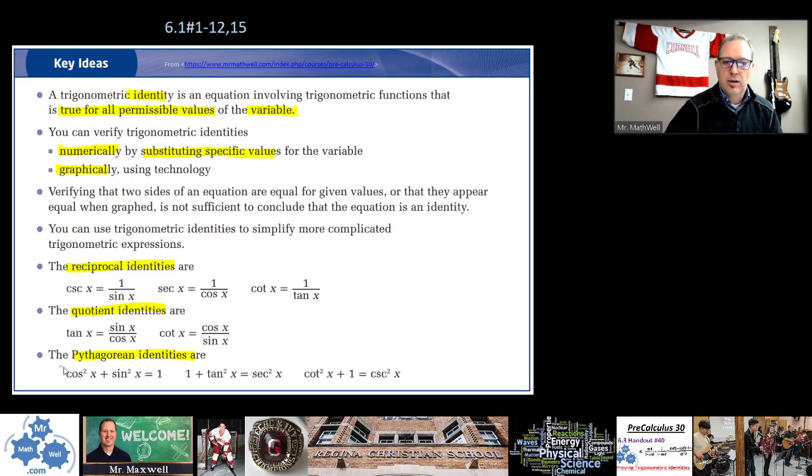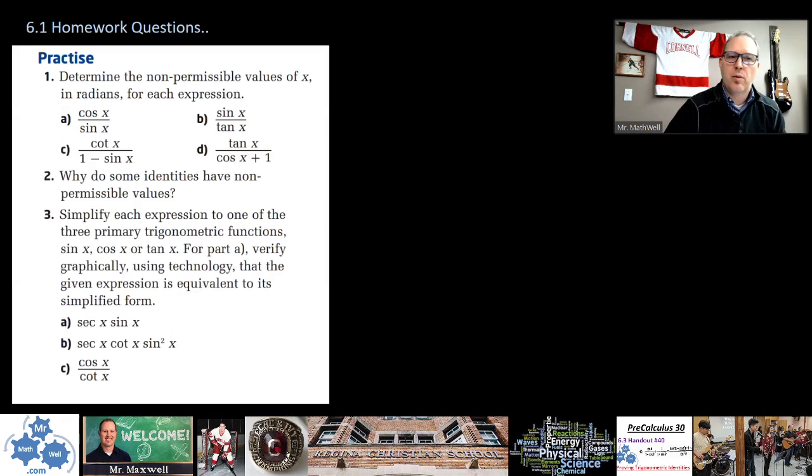So cos squared x plus sine squared x equaling 1 is very, very important. The other two stem from that. So we're going to use those in 6.1. Here's some of the homework questions.